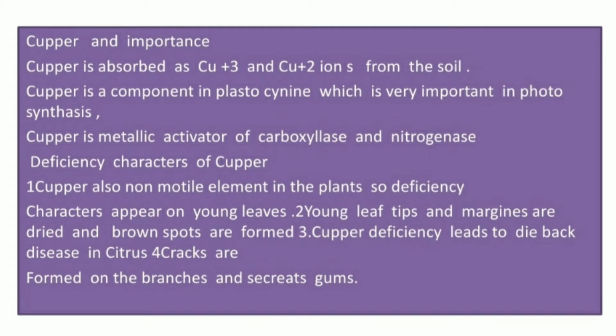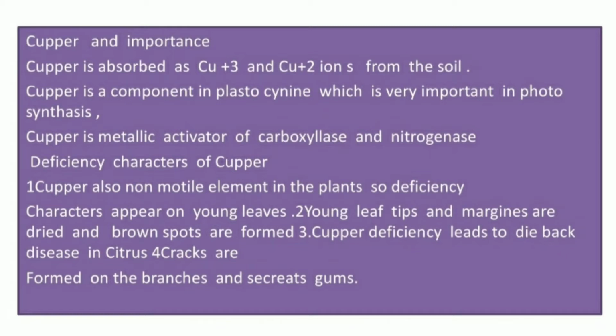The deficiency characters of copper are given in examples. Copper is a non-motile element. The deficiency characters occur only in younger leaves, at the tips. The symptoms occur only on the younger leaf tips. The leaf tips and margins dry out and brown spots are found.